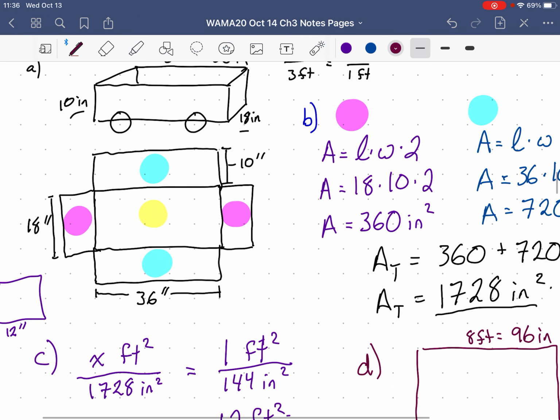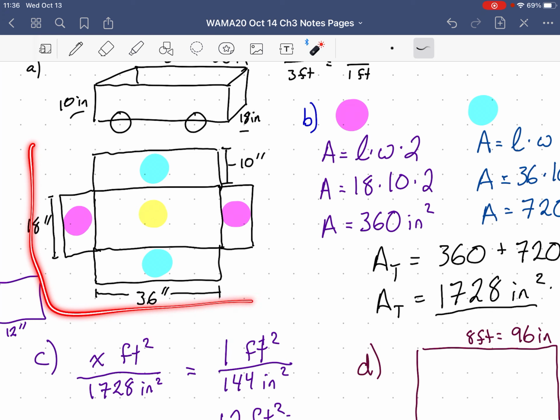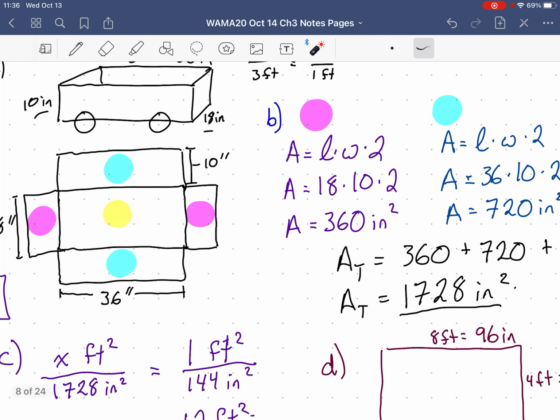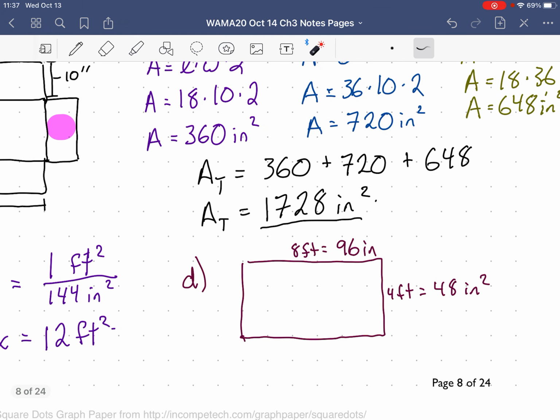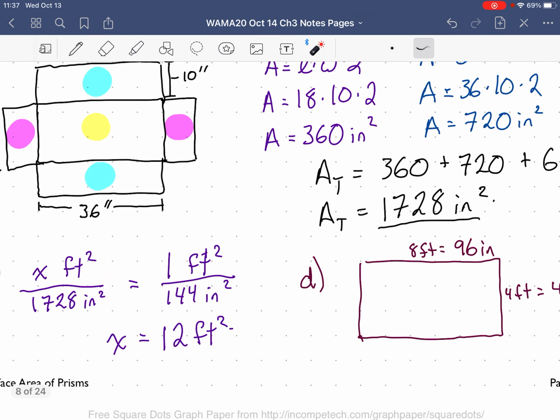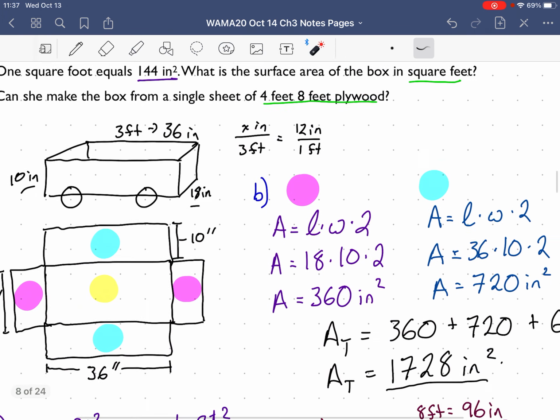And it's 48 inches square. Well, let's go and look at this. Let's just see if we can fit this there in that. Well, this is 10 inches here, right? This is 18 inches, and this is 10 inches. That gives us a total of 38 inches. Well, 38 inches will definitely fit in this, right? That's 48 inches.